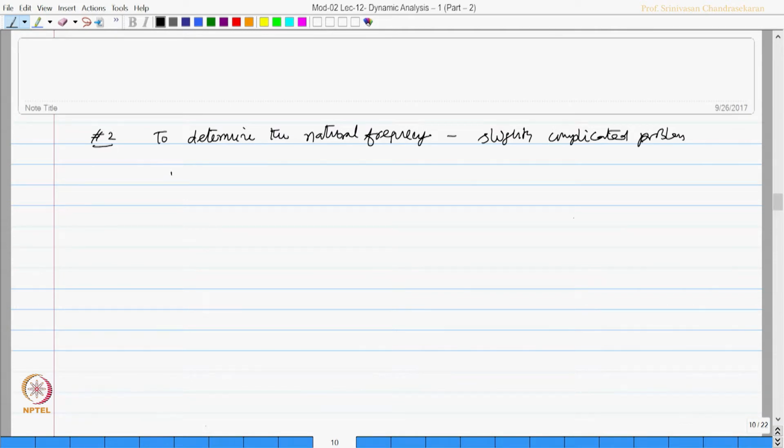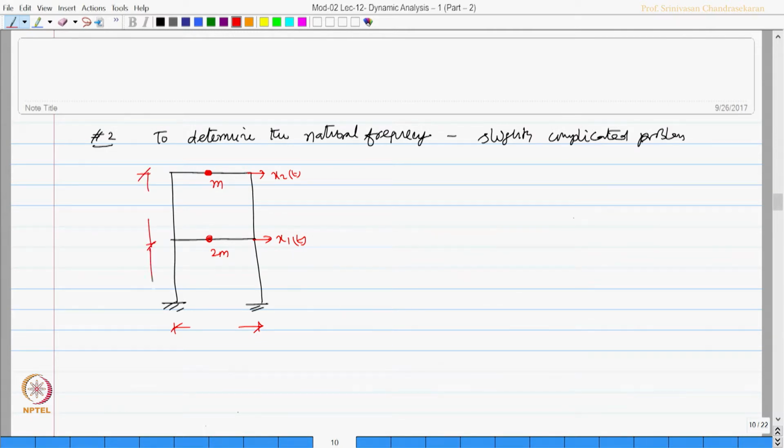So, we are taking a frame of single bay, 2-story. The mass is lumped at both the locations. I call this m and this 2m, and these are my degrees of freedom x1(t) and x2(t). And the frame has dimensions as given on the screen now. The height of the frame is h and h.